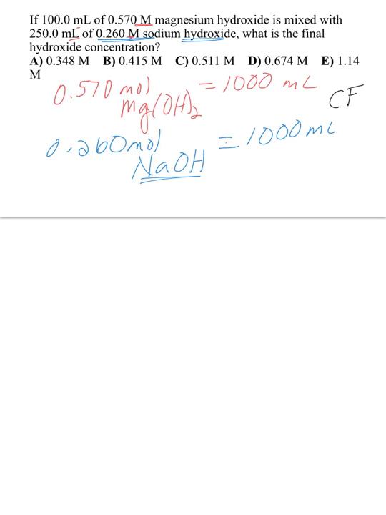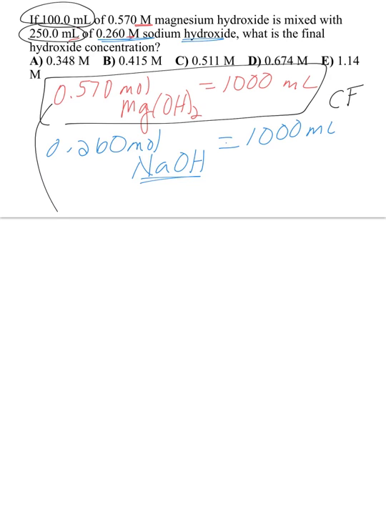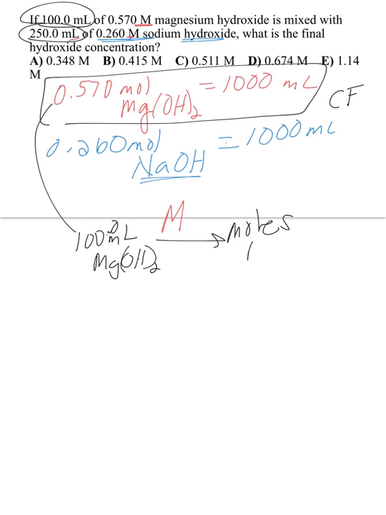Now, I'm given 2 givens here. I'm given a number with a unit and a number with a unit by itself. So now we'll read the question and try to figure out what is it asking. So if it's saying 100 milliliters of magnesium hydroxide solution with this concentration, well, guess what? If I have 100 milliliters of magnesium hydroxide solution using molarity, big M, I can get moles of magnesium hydroxide.